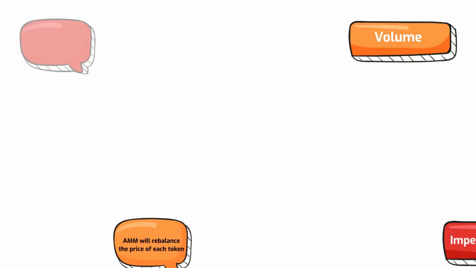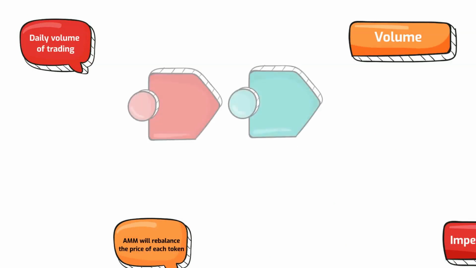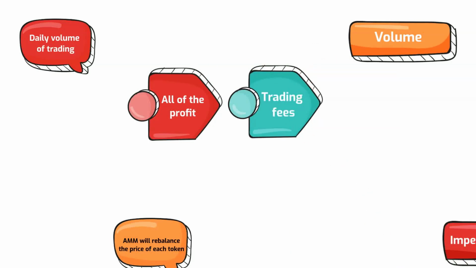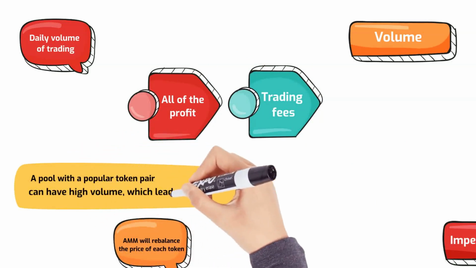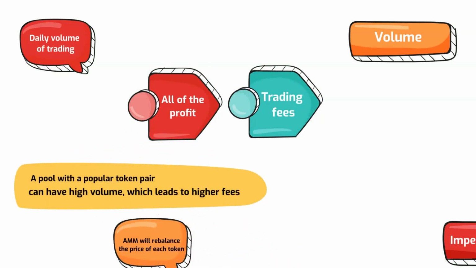The daily volume of trading is a vital consideration for liquidity pools. All of the profit you make will be as a result of trading fees, so this will determine how much your return is. A pool with a popular token pair can have high volume, which leads to higher fees. High volume means more trading, which generates more revenue for the pool. Your share of those fees is related to the percentage of the pool you own.